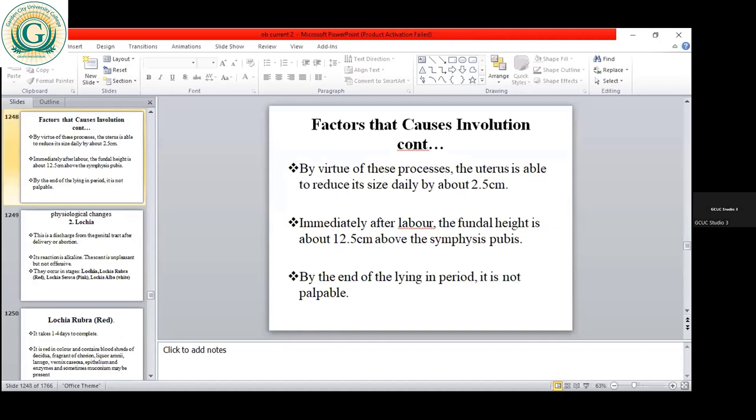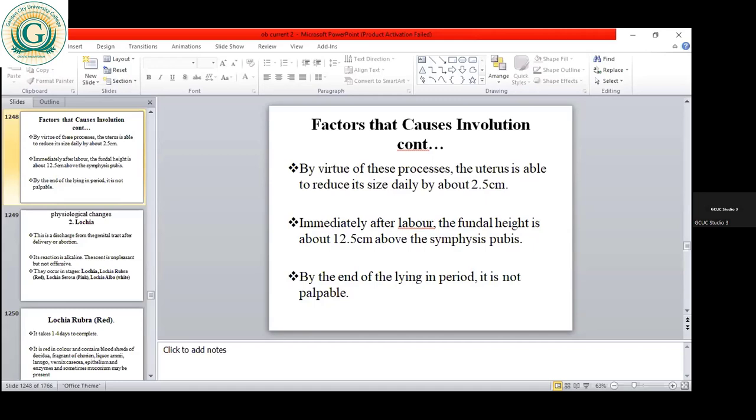By virtue of this process, the autolysis, the uterus is able to reduce in size daily. Immediately after the labor, the fundal height is reduced to about 0.5 of the way between the umbilicus and symphysis pubis, and by the end of the lying-in period, it is no longer palpable.